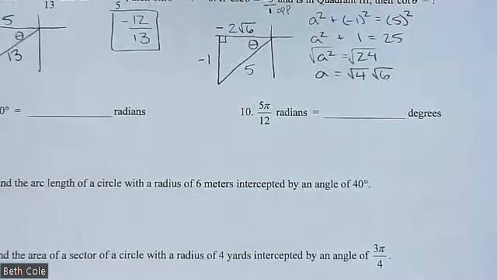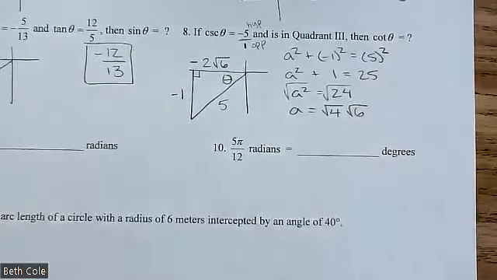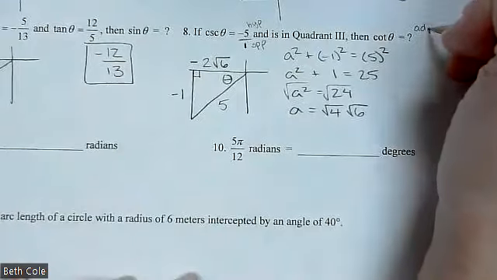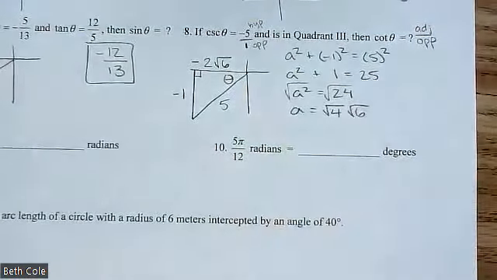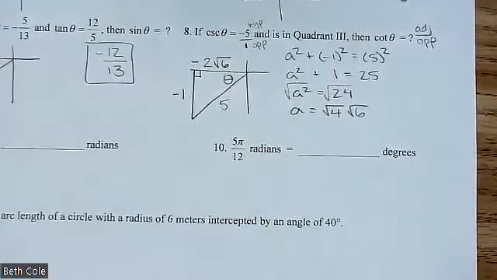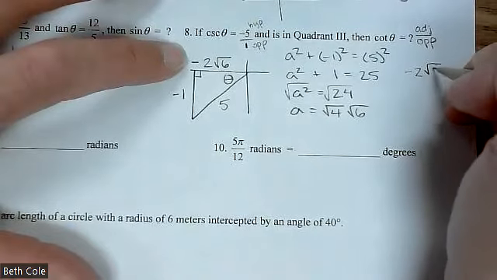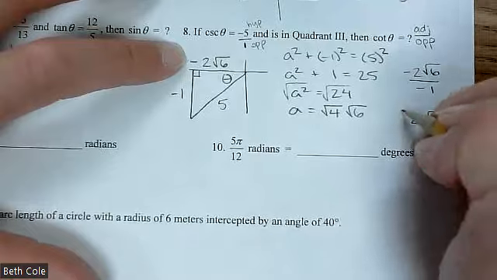Okay. All right. So we got all that. Then we're going to answer the question. Cotangent. Well, first let's do tangent. Tangent would be opposite over adjacent. So cotangent is adjacent over opposite. Just flip it over. So using this picture, what is adjacent over opposite? Yeah, it's negative 2 square root of 6 over negative 1, which would just be 2 square root of 6.